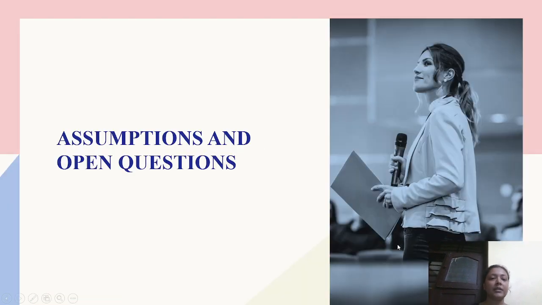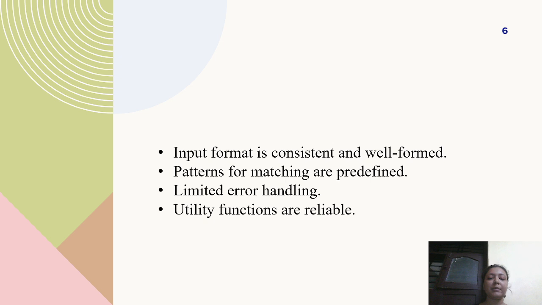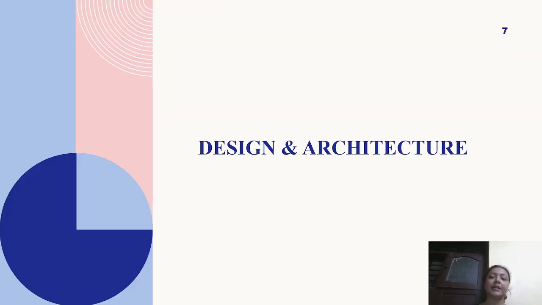Next we have the assumptions and open questions. We made some assumptions while working on this. For example, the input data is expected to be clean and consistent. Also, the matching patterns are predefined, so if the input changes drastically, the code might need adjustments. We don't have extensive error handling yet, and we assume the utility functions work correctly as helpers. These are the assumptions we have made.